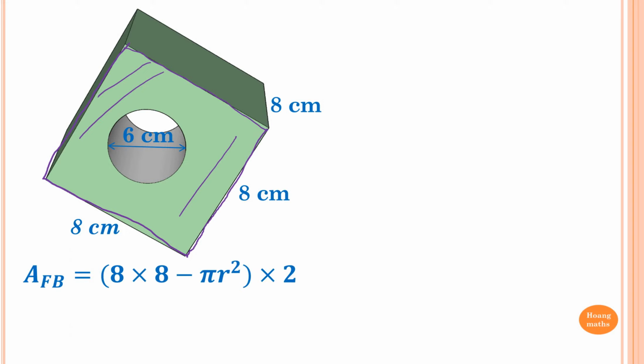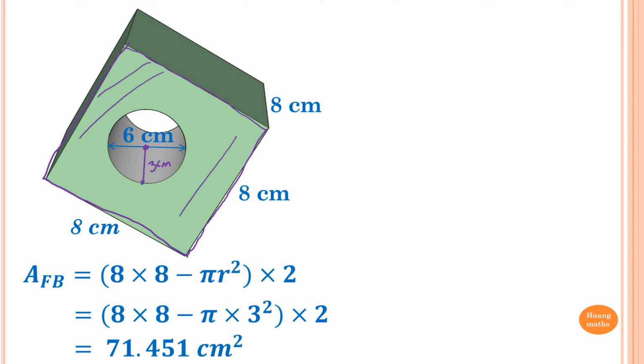So we just go 8 times 8 minus pi r squared and everything times 2 because we work out the front and the back. But we know that this is the diameter, which gives me 6. So therefore, the radius is 3 centimeters. So all we need to do is just substitute in the formula. So 8 times 8 minus pi times 3 all squared, and the answer times 2, which gives me this.